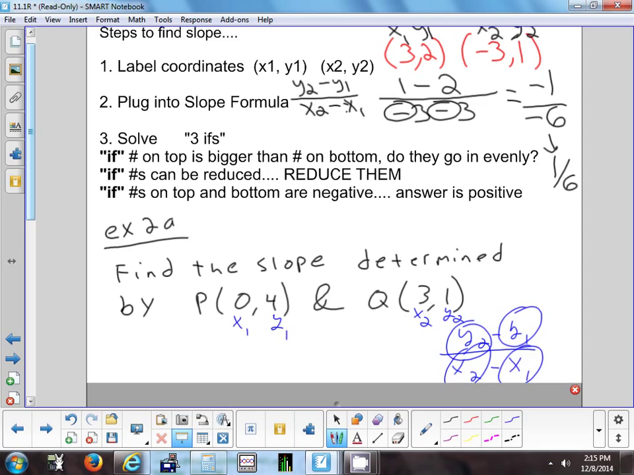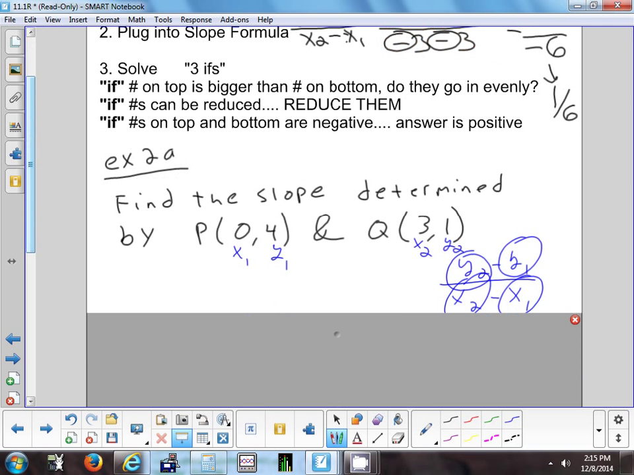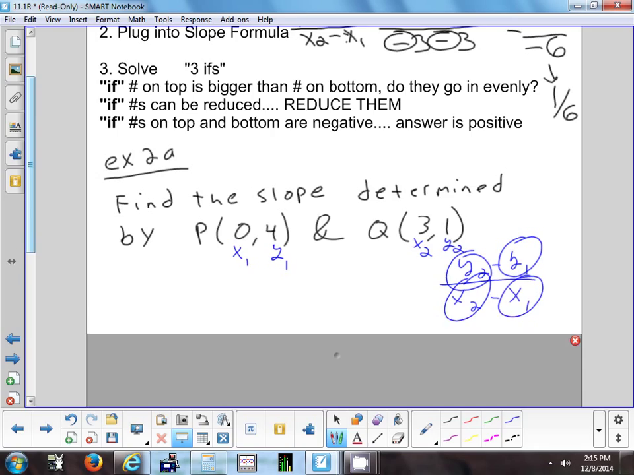Okay. So now we've got everything labeled. Now we know where the 4 is going to go in the formula. Where the 3 is going to go. Where the 1 is going to go. Okay. So let's start with y2. What did we label as y2? 1. What did we label as y1? 4. Okay, what did we label as x2? 3. What did we label as x1? 0. Okay, so now we plugged everything in.